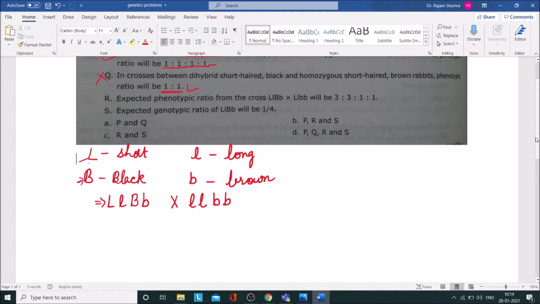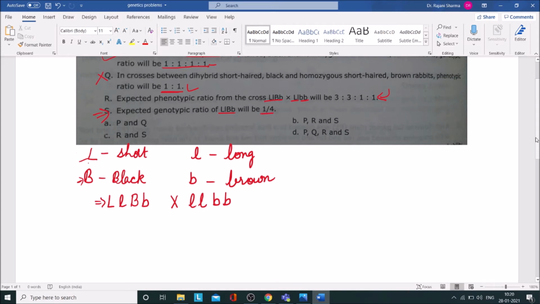Now coming to the third statement, which says the expected phenotypic ratio of the cross between the dihybrid one and the one heterozygous for the length but homozygous for the color of the hair will be 3:3:1:1. We will verify this in a moment, but before that, come to the next statement, which is easier for us to calculate. The next statement says the expected genotypic ratio of offspring heterozygous for the length as well as the color of the hair will be 1/4.